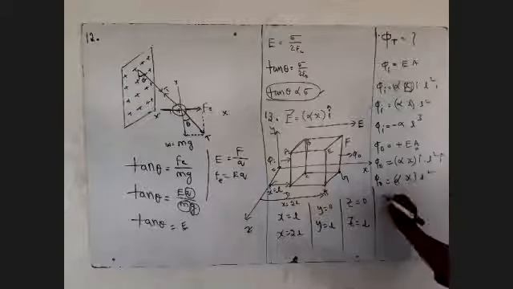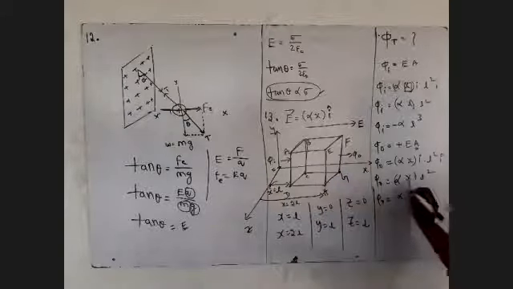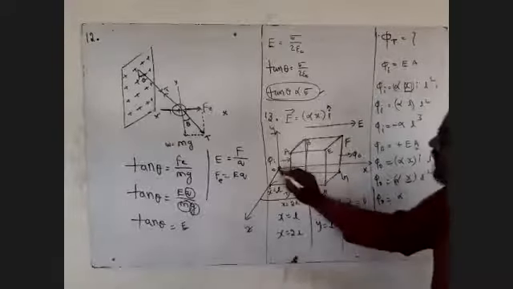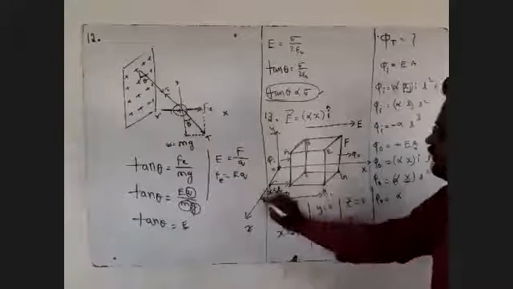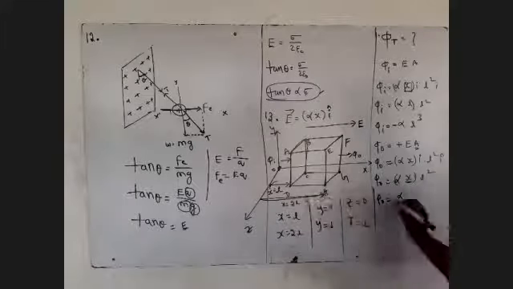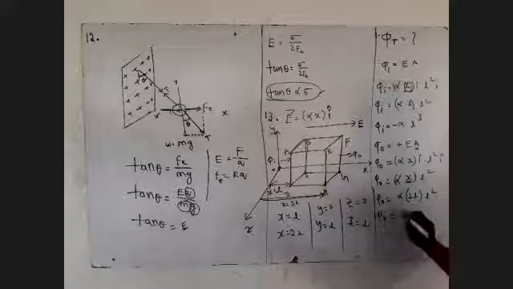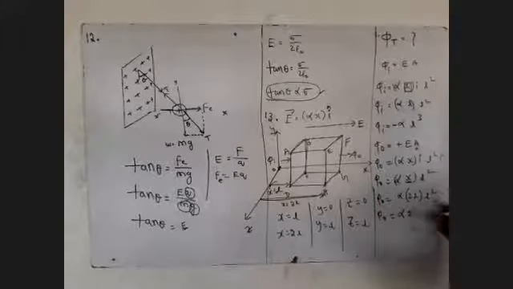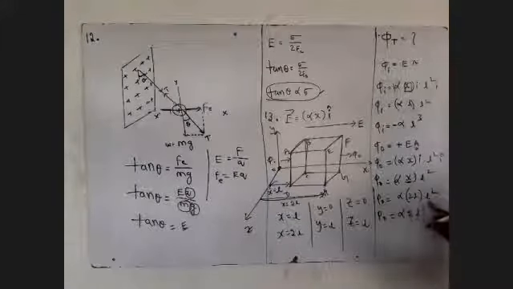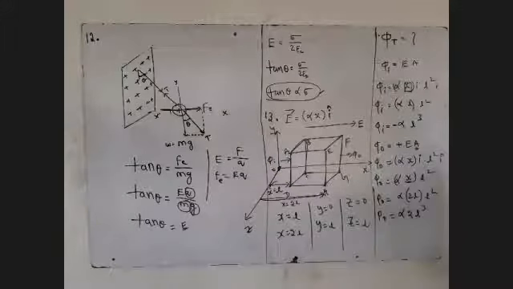That is L square. Alpha x means what is the distance from origin to here? From origin to here the distance is 2L. So phi out is equal to alpha into 2L into L square, which is alpha 2L cube. That is phi out.